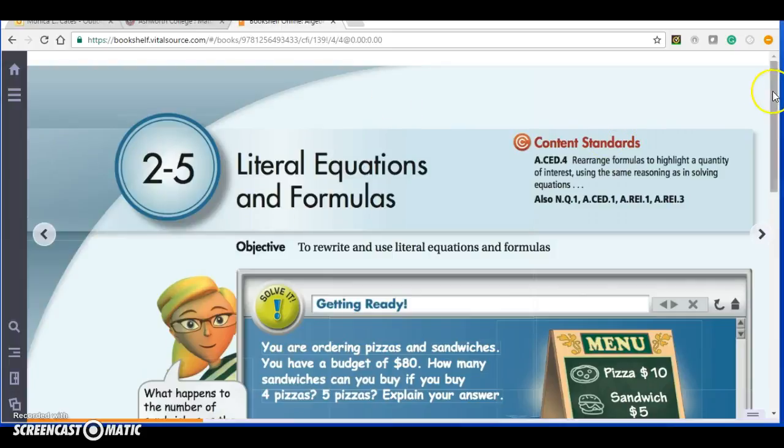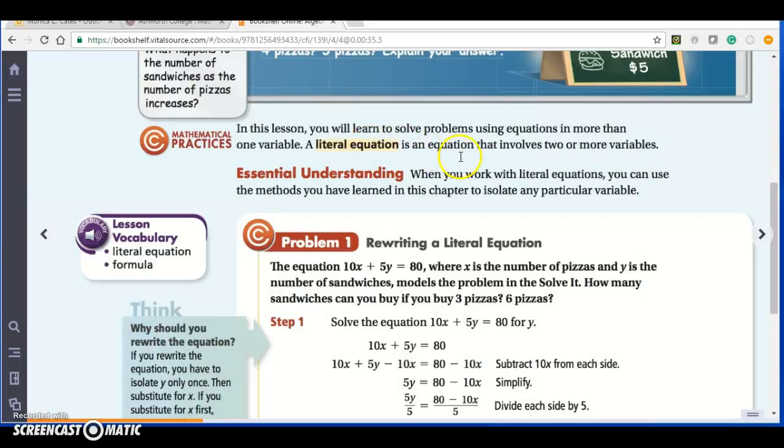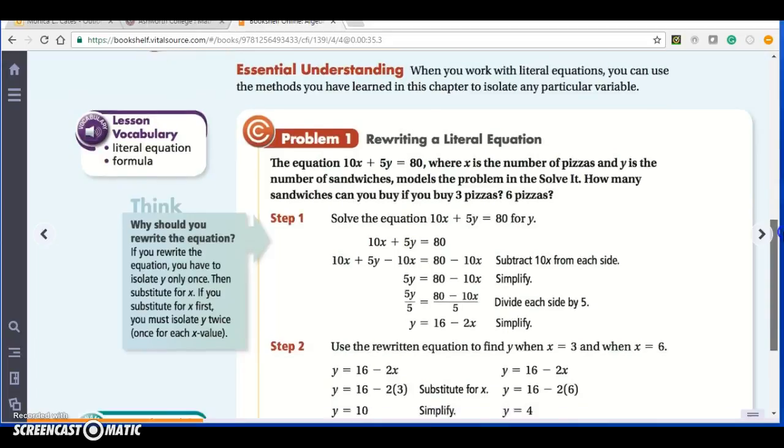Okay, let's take a look at literal equations and formulas. It says a literal equation is an equation that involves two or more variables. So let's take a look at problem 1. We're writing a literal equation.